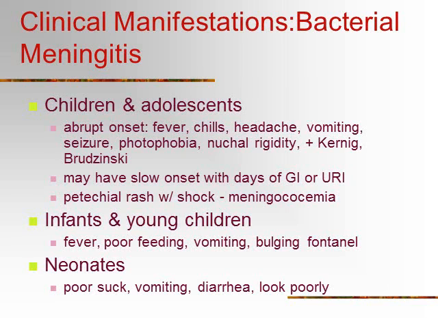Okay, so this slide talks about the clinical manifestations of bacterial meningitis. So for children and adolescents, they'll have an abrupt onset of fever, chills, headache, vomiting, seizure, photophobia, so they won't want to be around bright lights, and then nuchal rigidity. And Kernig's sign is a test that you could do to diagnose bacterial meningitis.